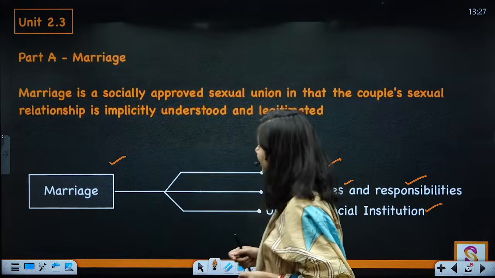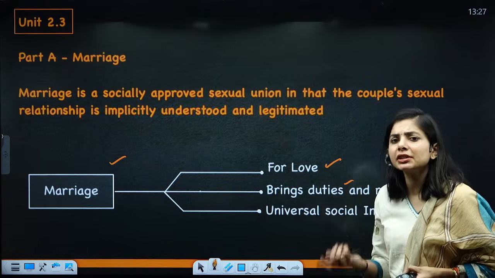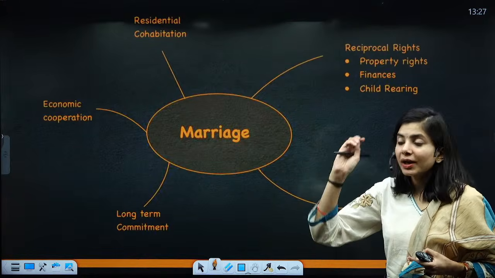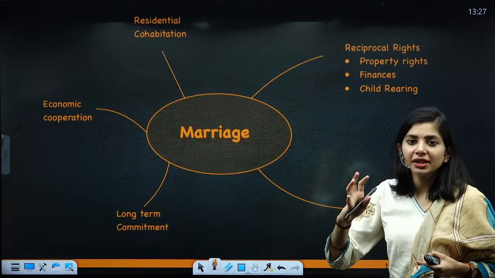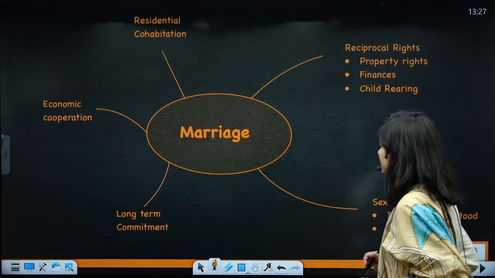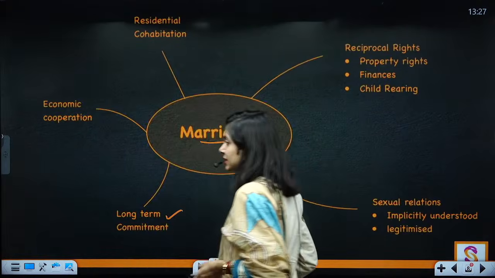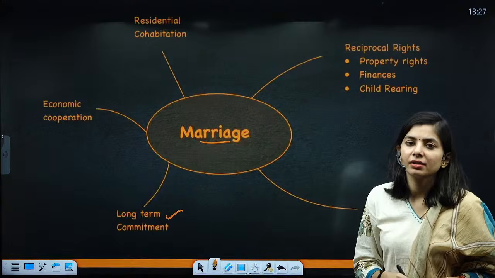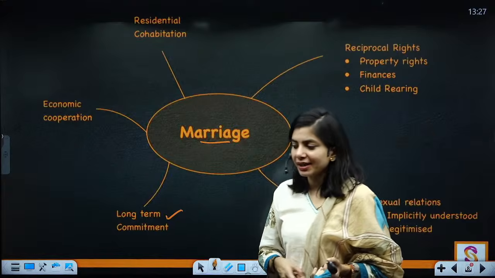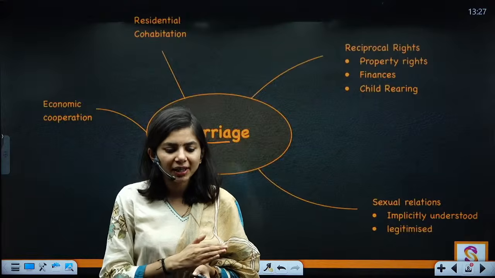Now, the next question that arises is what are the basic features of marriage? I mean, if we are saying marriage, what kind of features should be there to call any institution a marriage institution? First, whenever we are saying marriage, we should know that marriage is a kind of long term commitment. It means if someone is getting married, they should not get married with the thought that on the very next day they are going to break it down.